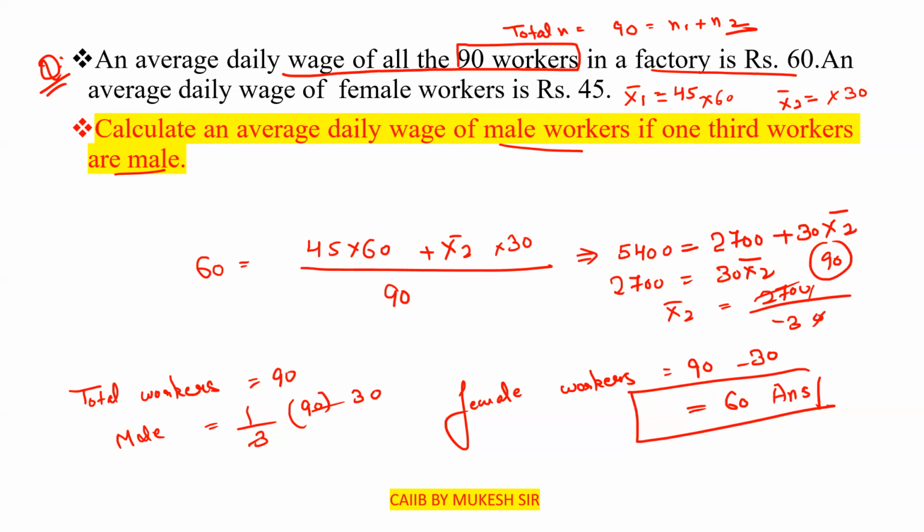Clear? It is double. As the strength of the male members is half, the average daily wage of the male worker is double here. So kindly remember these things, how we are moving through the question. We are simply rearranging that simple formula. Now move to the next question.